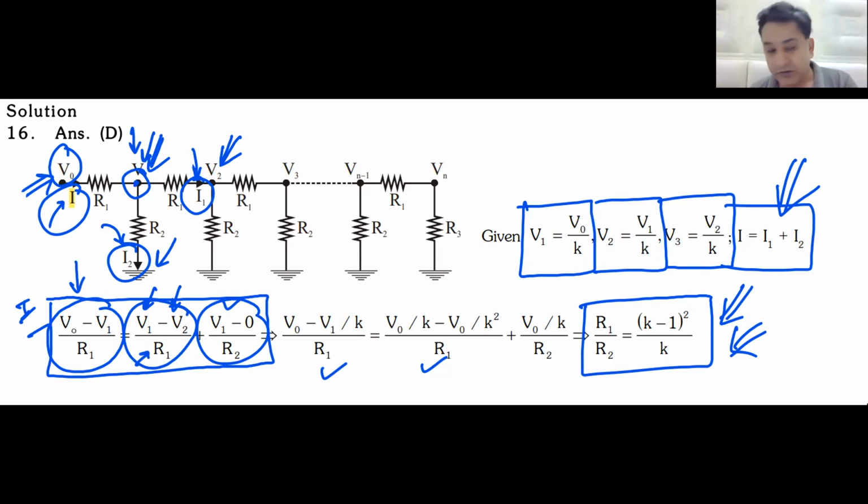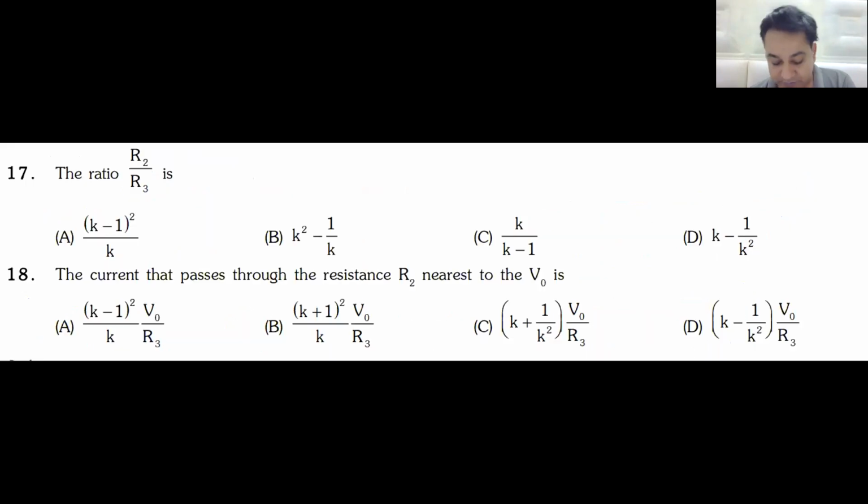Yes, sir. Now, if you got this, can you do the other two questions that will tell me that you have understood? The other two questions are pretty simple. What is the ratio of R2 and R3? And what is the current passing through the resistor R2, which is nearest to V0? Nearest to V0 means the resistor R2 which is connected to V1. They want to find the current in that branch.